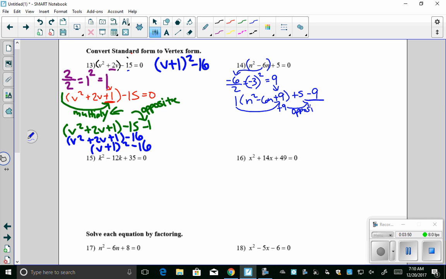Opposite goes there. Factor, or combine like terms, you're going to have n squared minus 6n plus 9 minus 4, because 5 plus 9 minus 9 is negative 4. Factor, you're going to end up with n minus 3 squared minus 4. So your vertex form is n minus 3 squared minus 4.